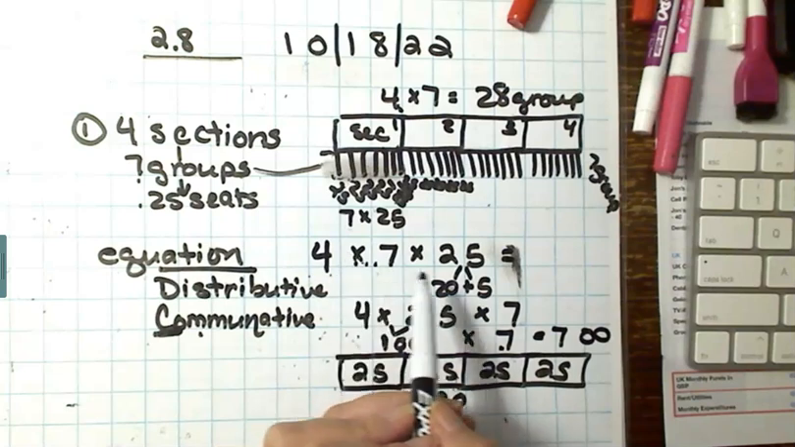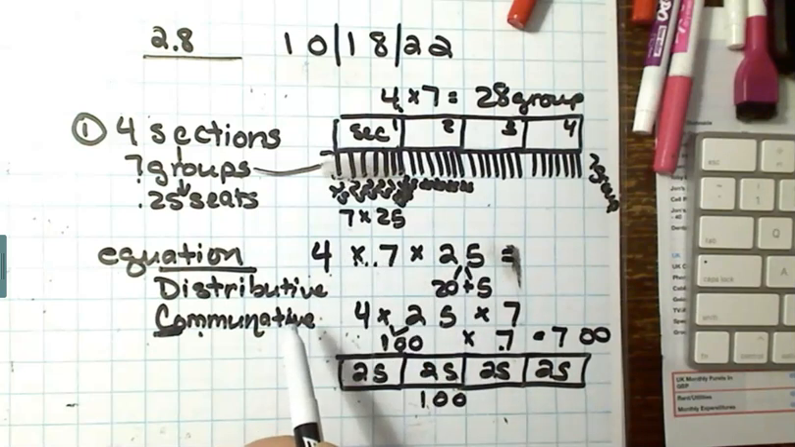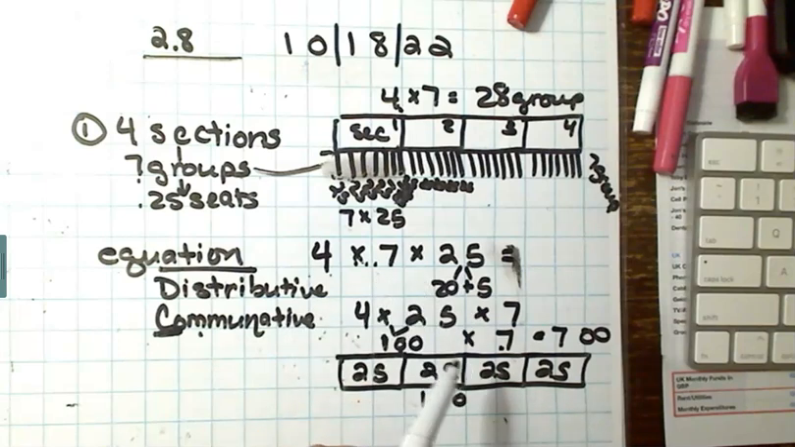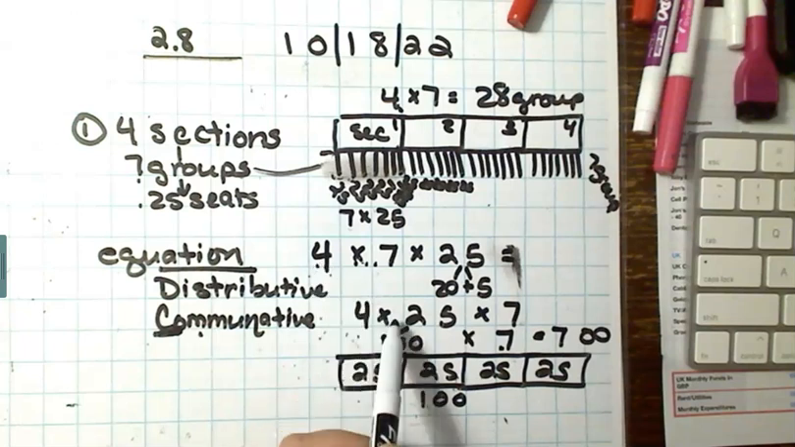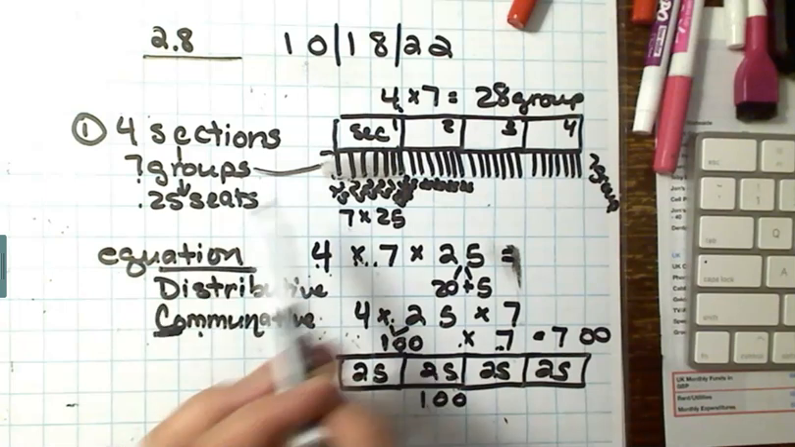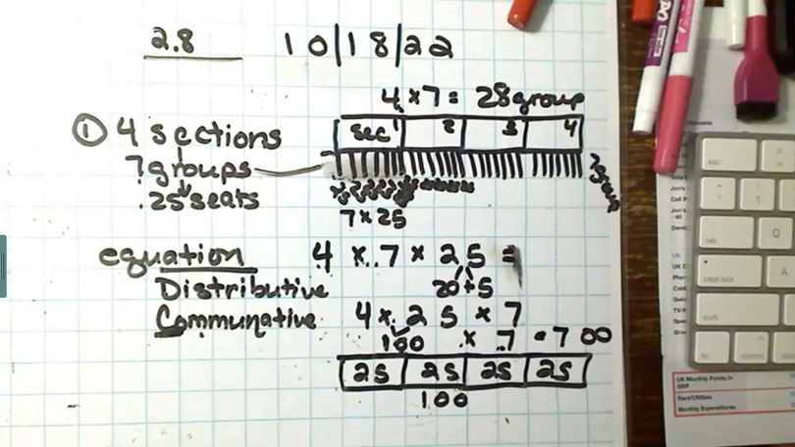So do you see how this original problem looked tricky? But then I reordered it because I wanted to do mentally the problems I could. Since I knew in my head that 4 groups of 25 was 100, and that 7 groups of 100 was 700, I could solve that problem without really doing too much work. So that's the whole idea behind mental math.